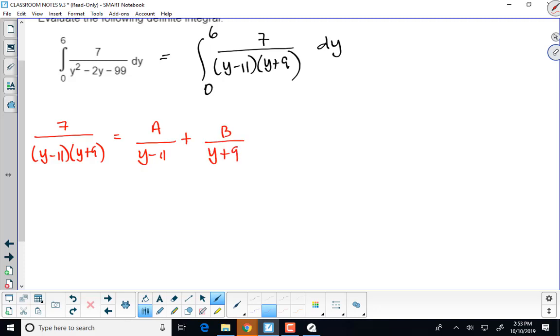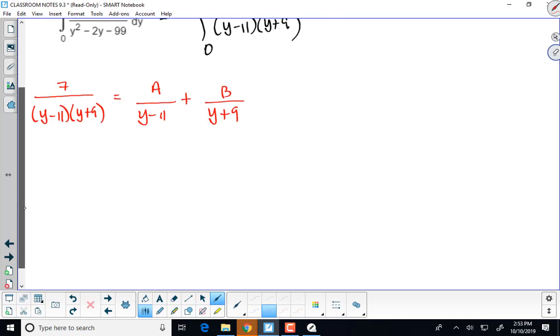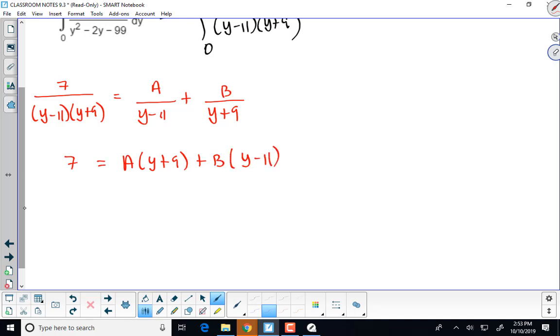Wonderful. PFD. Multiply both sides by the denominator. And this is the simplest case of PFD because we do have linear factors, so we can use the convenient value method. If we let y equal negative 9, we are going to have 7 equals negative 20b. So b will equal negative 7 twentieths.